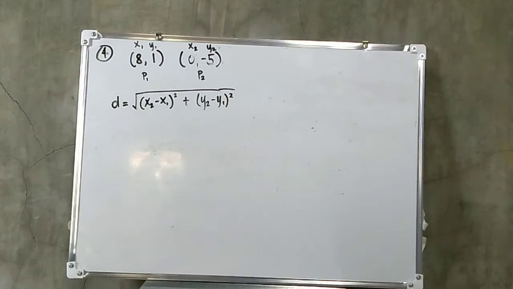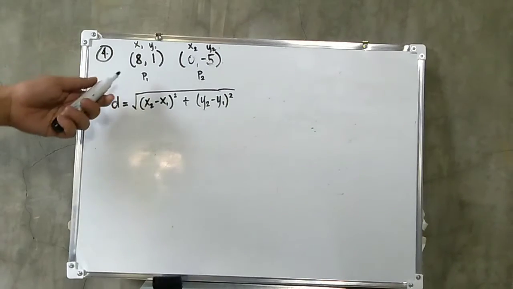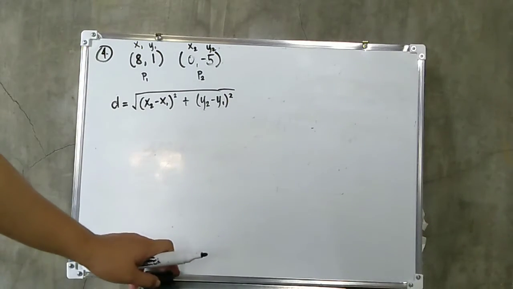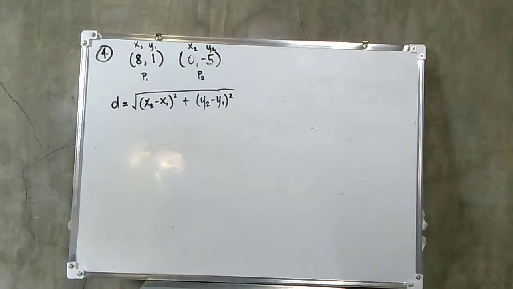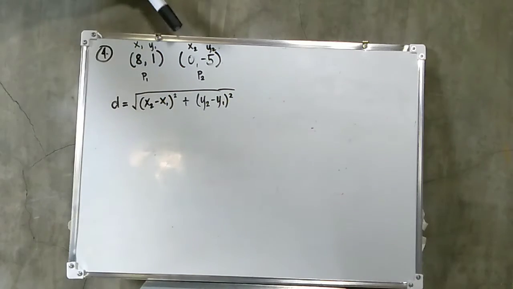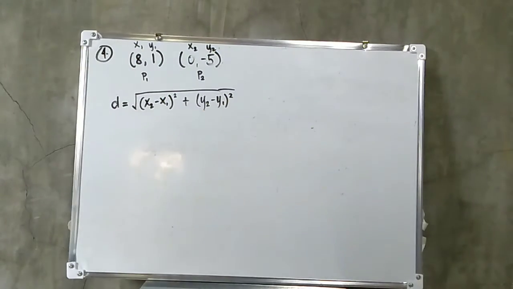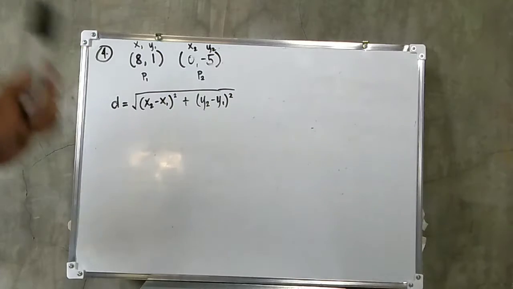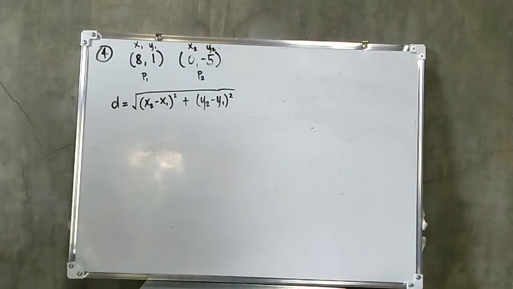We have number 4, (8, 1) and (0, -5). So this is our point 1 and point 2. We have x sub 1 and y sub 1 in point 1. And this is our x sub 2 and y sub 2 in point 2. So our formula is the same. The square root of (x sub 2 minus x sub 1) squared plus (y sub 2 minus y sub 1) squared.